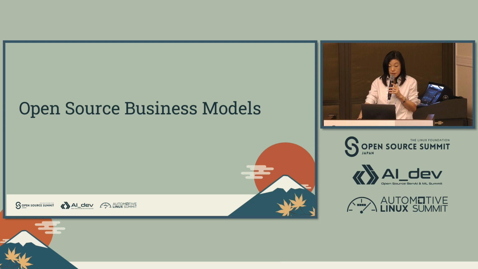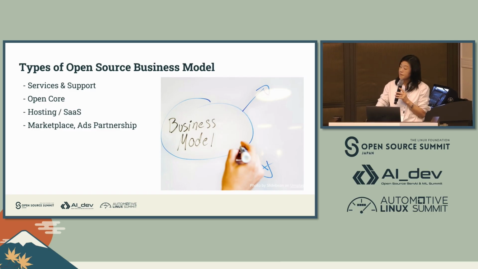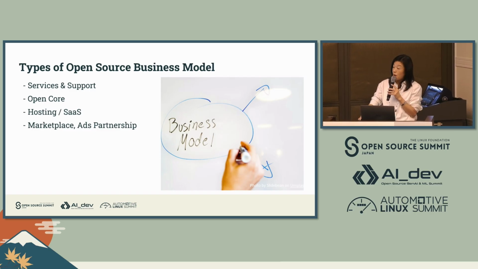So from the next section, I would introduce typical open source business models. These are generally the most common open source business models. They are not mutually exclusive. They are usually combined and customized to fit each business.